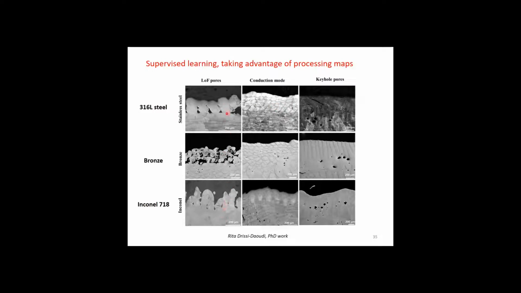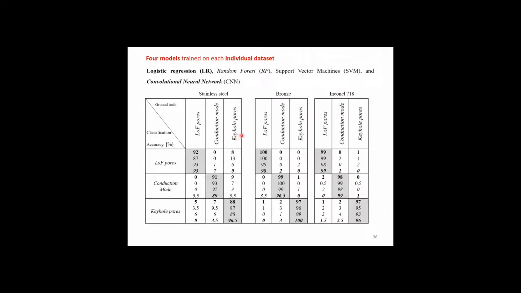And then it's called supervised learning, in the sense that we tell the algorithm, and we tried 4 different ones, which are listed here: logistic regression, random forest, support vector machine, and convolutional neural network. I'm not an expert in those algorithms. This is really something that is developed at EMPA.